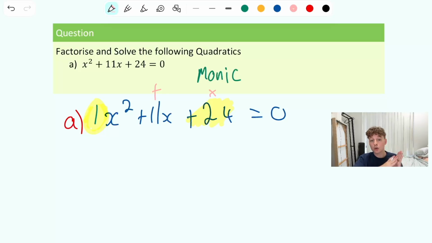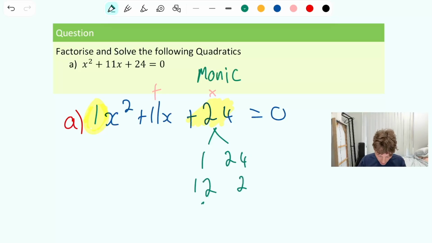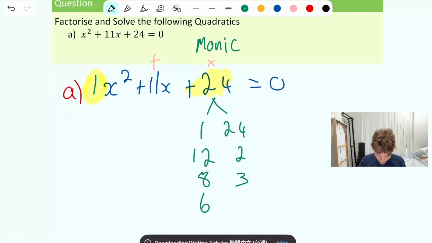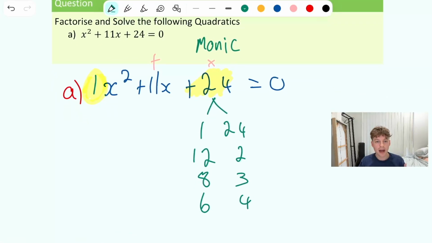Now, depending on how good we are at identifying factors, the sort of beginner strategy I recommend is to simply make a factor list, okay? So I've got 1 and 24, I've got 12 and 2, we're just thinking of numbers that multiply to give 24, I've got 8 and 3, and I've also got, if I scroll down here a little bit, 6 and 4. So these are my 4 factor pairs for 24.